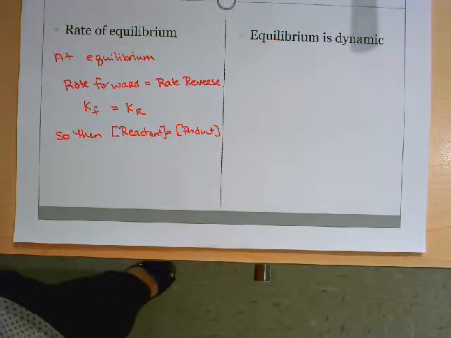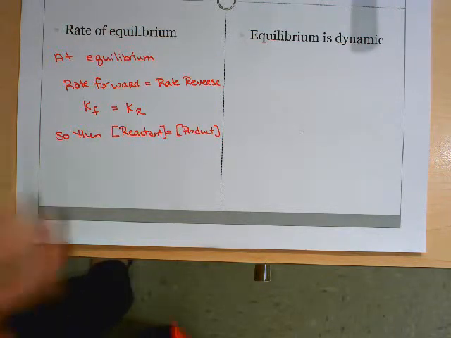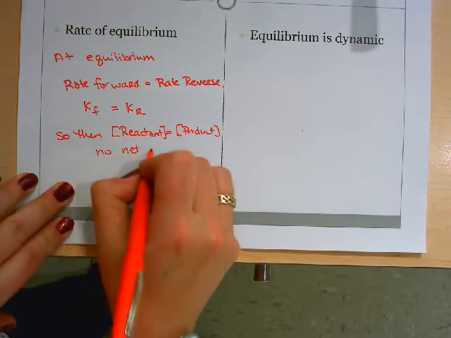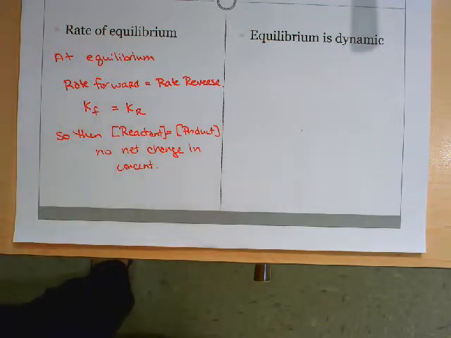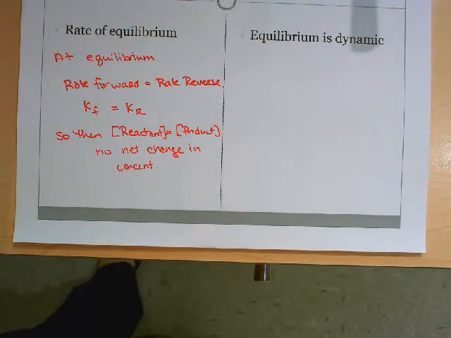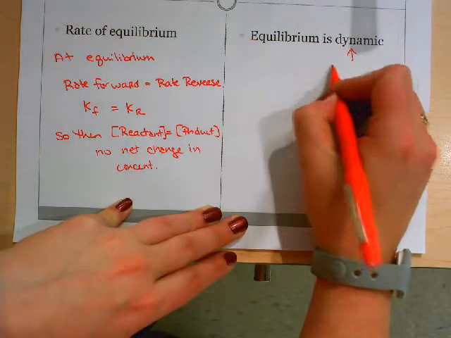So then the concentrations have to be equal. You're getting to the point that you're not making any more of one than the other. Right, so they've gotten to a point that you're not making any more products, so you're not making any more reactants. They've kind of evened out. So then we're to the point that we're at dynamic equilibrium. Dynamic means, right, in motion.